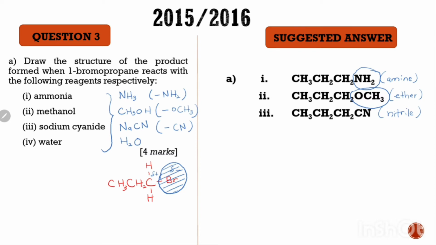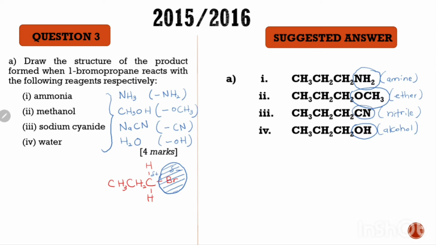Last one is reaction with water, H2O. So in this case, OH group will replace position of Br and form alcohol. OH group gantikan Br dan hydrogen daripada H2O yang satu lagi akan combine dengan bromine untuk dapat side product lah.